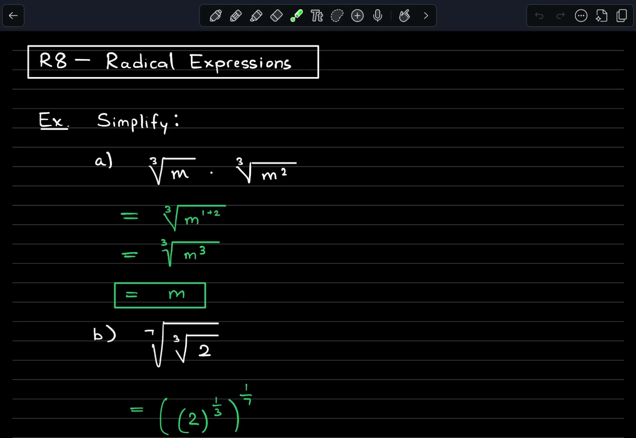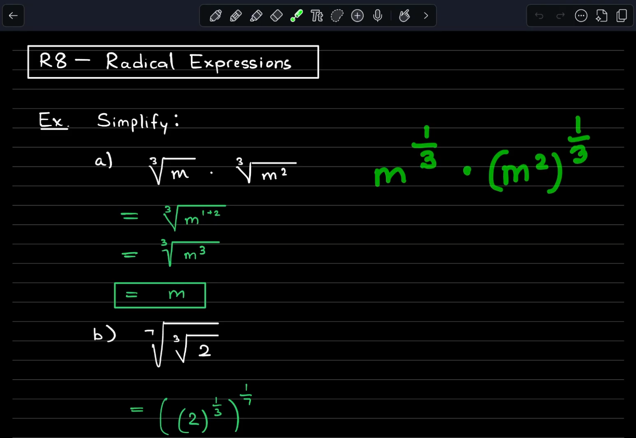So let's say we had the cube root of m times the cube root of m squared to start off with. Okay, so how would we go about factoring? Well, if you recall, the cube root, any root really, is still just a power, right? So all we really are doing here is we're raising both of these to the 1/3 power.